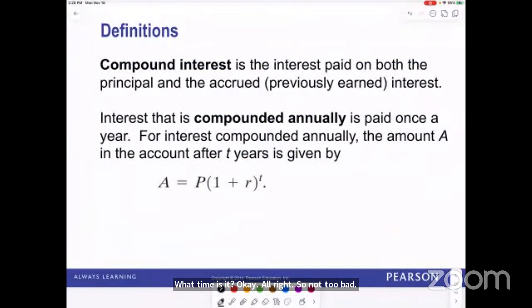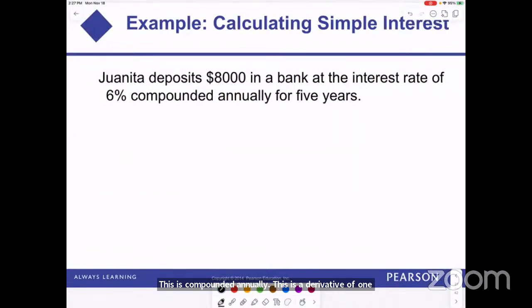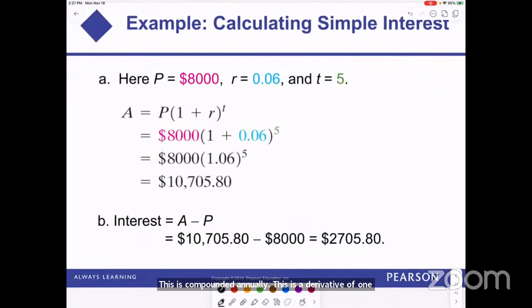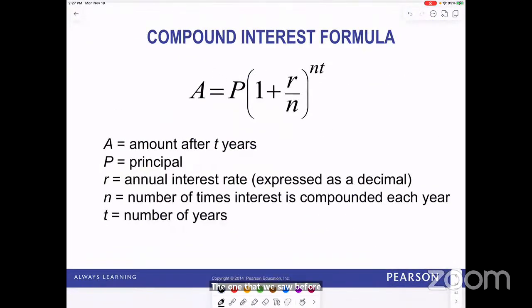All right, so we did an example on simple interest. This is compound interest, but I'm going to bypass this one because this is compounded annually. This is a derivative of one that we're going to be using. Again, you can see this example in my recording, and I want to actually get to this one. The one that we saw before was a subset or a derivative of this guy. So I'd rather just put our energy on this compound interest formula. The two formulas are the same. I'll mention the difference momentarily.